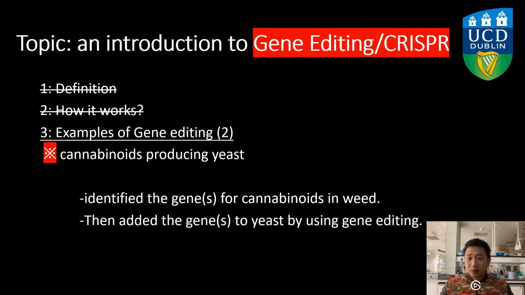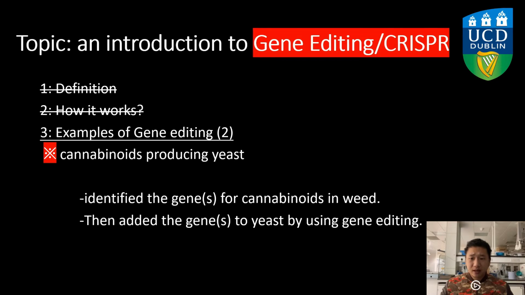The fourth example is cannabinoid-producing yeast. Cannabinoids are the substances that can make you excited when you smoke weed, but if they could be produced by using gene-edited yeast, they could be mass-produced in a short time, which is much, much more effective. This is how they transform yeast by using gene editing. Firstly, they identified the gene for cannabinoids in wheat, and after that they added the gene to yeast by using gene editing. And then they had yeast that could produce cannabinoids.